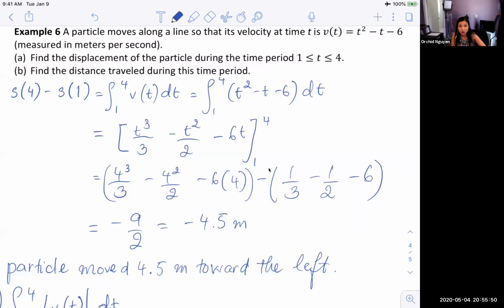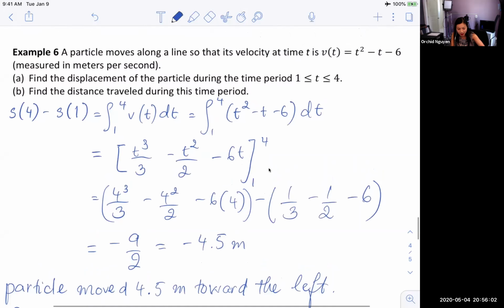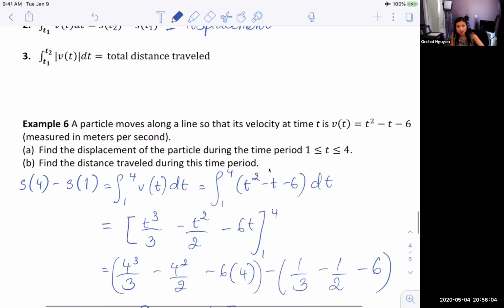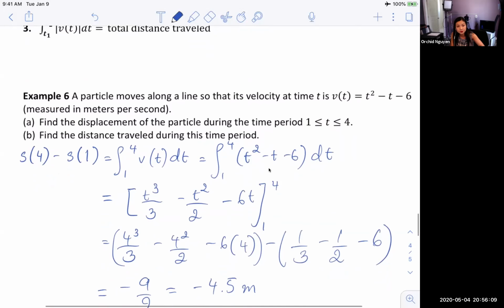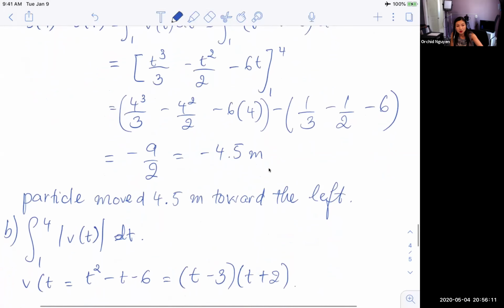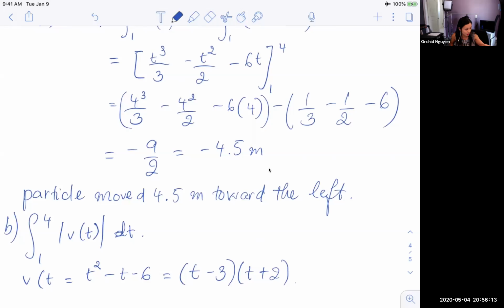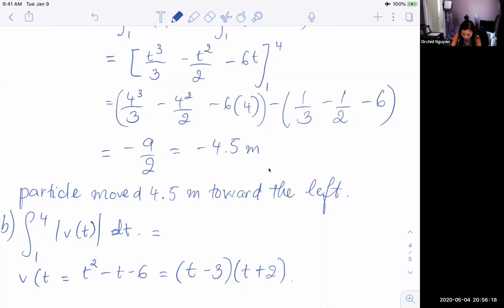All right, so for part B, we have to find the distance traveled during this time period. So we only care about from 1 to 4, right? So once again, I go back and take a look at equation 3 right there. That's the total distance traveled. So that part is the total distance.